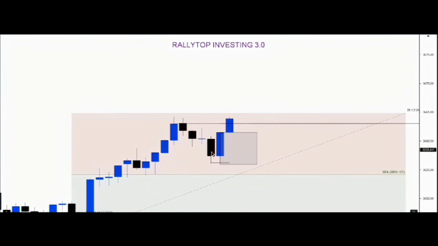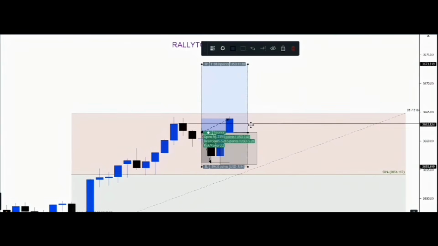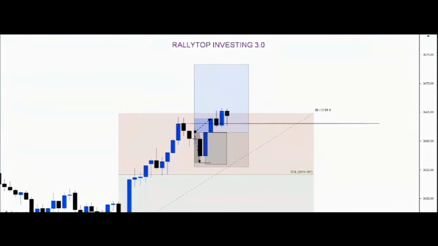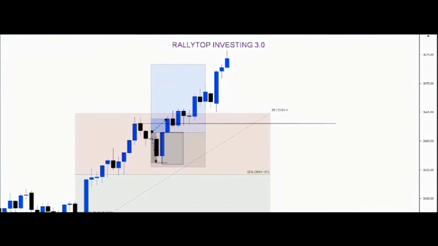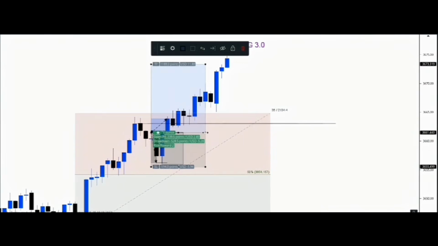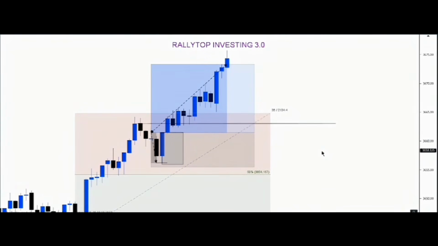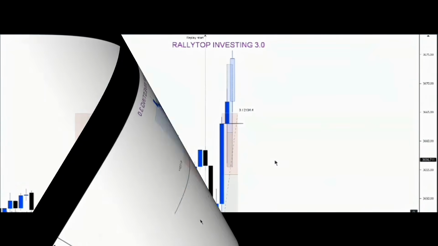Okay, so price has tapped into our zone. We are looking for 1 to 2. That's 1 to 2. And so let's see whether it will go in our direction. As you can see, we smashed 1 to 2 easily. Let me take you back to the 1H and show you the second trade.